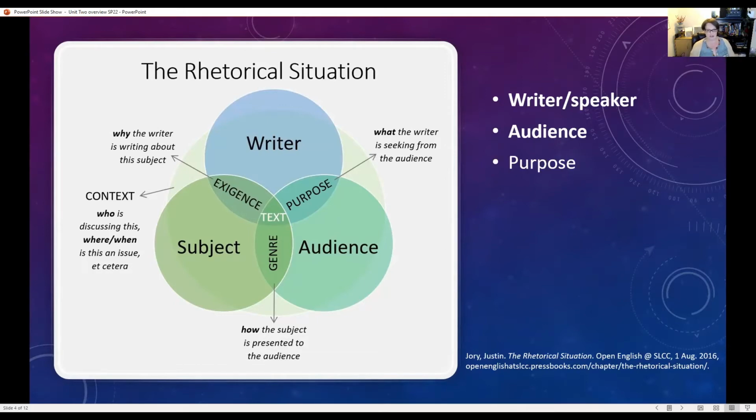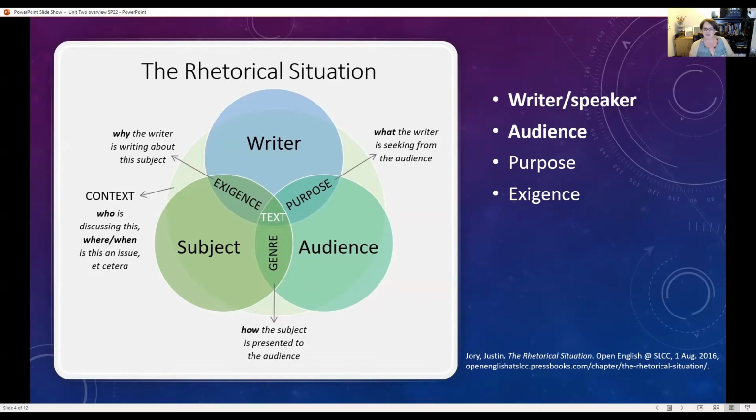Then we have the purpose. So we see this here, which is where writer and audience overlap. And that is what the writer is seeking from the audience. What do we want the audience to do? Well, we want the audience to listen, or we want the audience to read, and then we want them to respond, right? So we have a purpose in our writing.